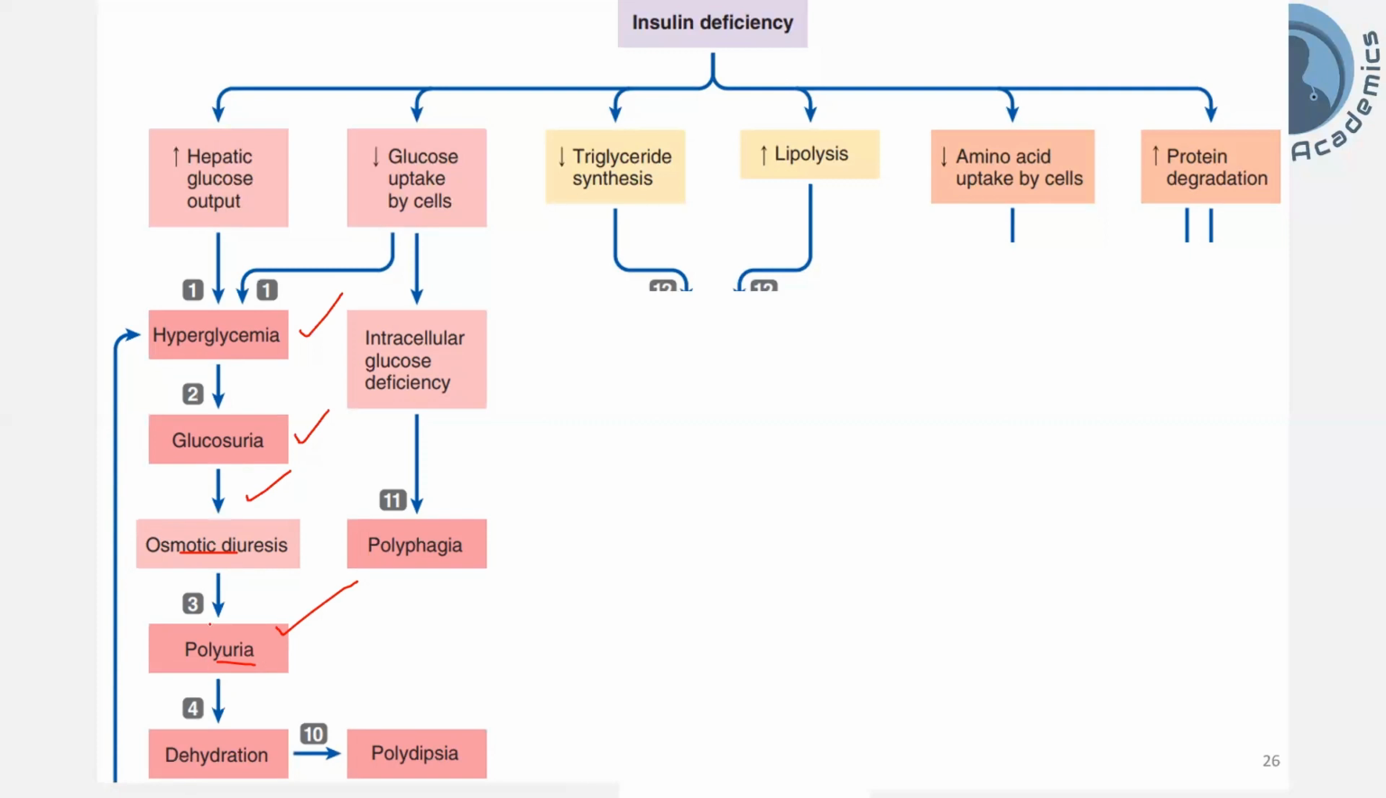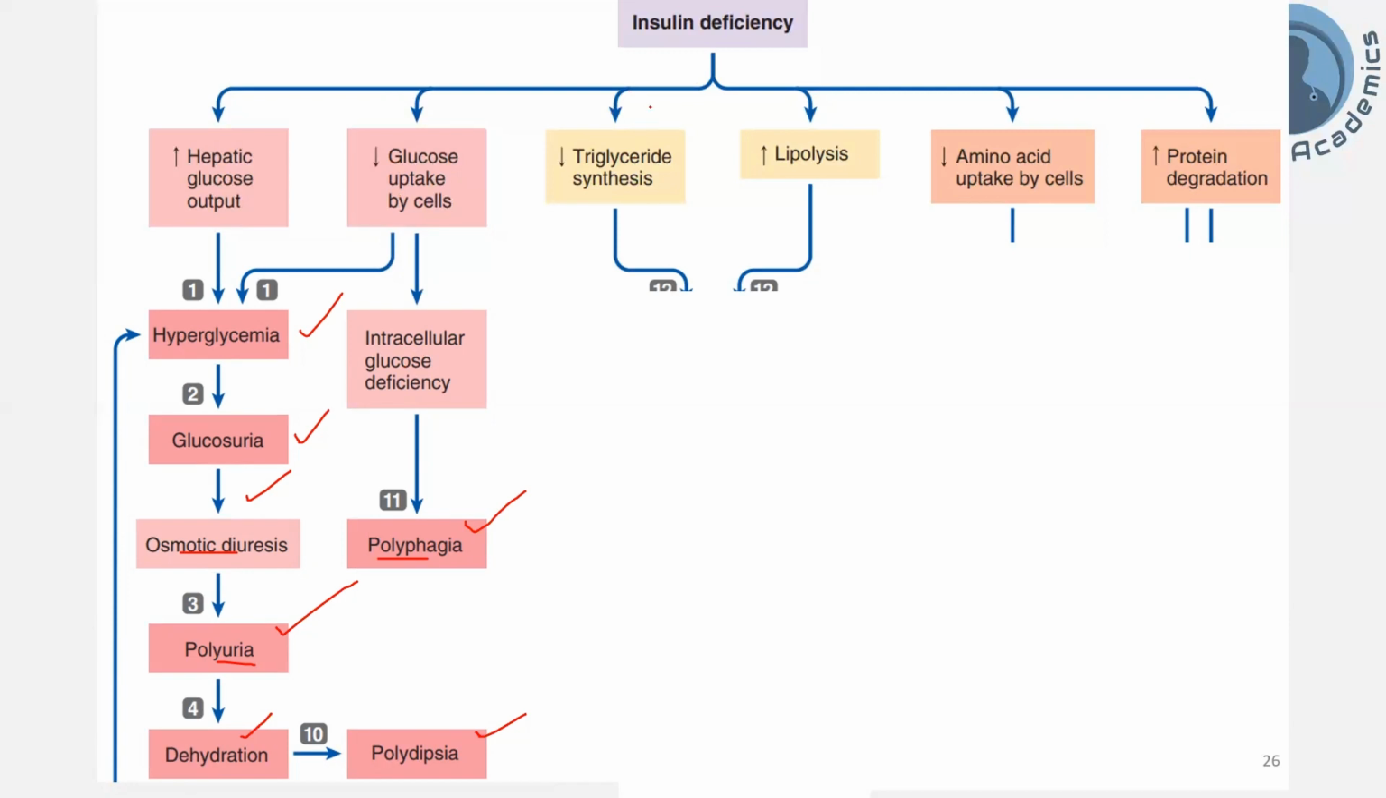Because of this polyuria, water loss, there is going to be dehydration. This dehydration then causes polydipsia, which is increased thirst. This feature is also seen in diabetes mellitus. Presence of polyuria, increased urine production, there is increased thirst, because the dehydration is sensed by the osmoreceptors, which promote the thirst mechanisms. Also, because of the decreased glucose uptake by the cells, intracellular glucose deficiency ensues, which causes polyphagia, that is increased desire for food or excessive eating. So these features are seen in diabetes mellitus, and this is their pathophysiology.